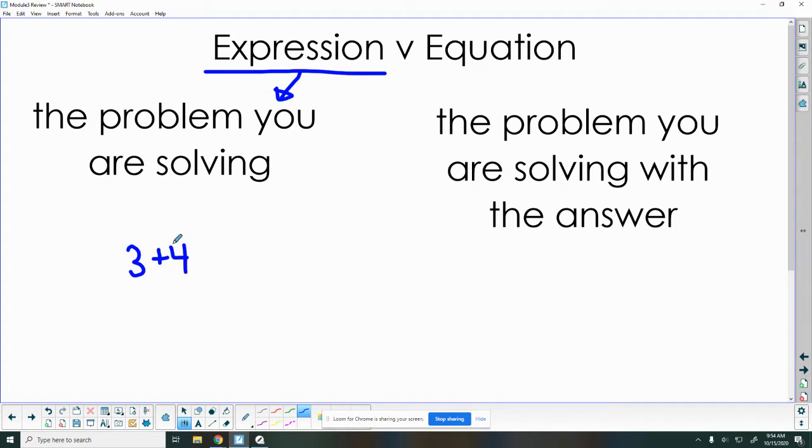What represents the problem? If I want to find an equation, equations have to have equal signs. Expressions do not have equal signs. So if I showed I had 3 apples and I got 4 more, I would have 7. Equations have to be the same on both sides. 3 plus 4 is 7. 7 equals 7. So equations need equal signs. Expressions just tell you the problem.